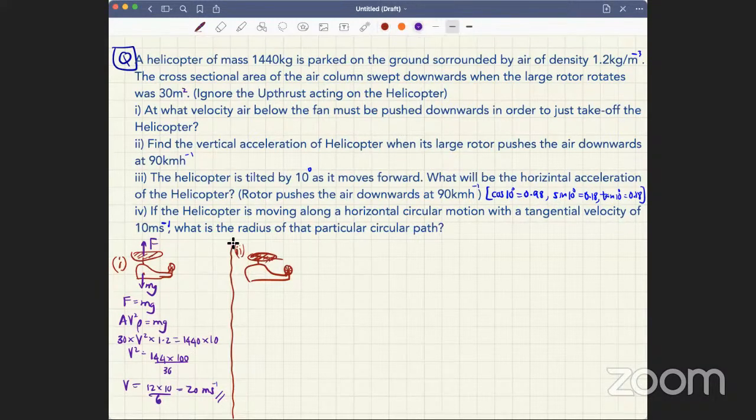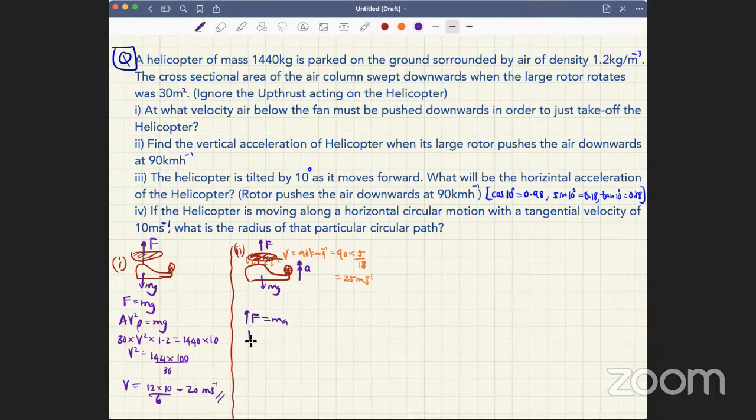Right, now again there will be a lift force, and there will be mg, and it is now moving upwards with acceleration a. So the air is being pushed downwards at a velocity of 90 kilometers per hour. That v is only given as 90 kilometers per hour. When you say 90 kilometers per hour, that is equal to 90 times 5/18, which is actually 25 meters per second. The air is being pushed downwards at 25 meters per second. I hope I'm correct.